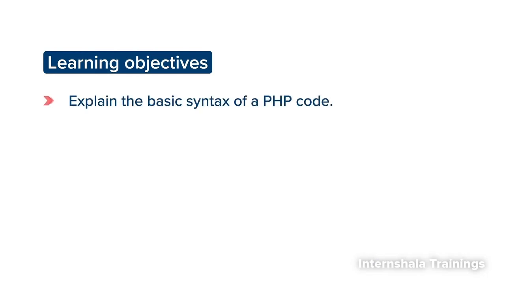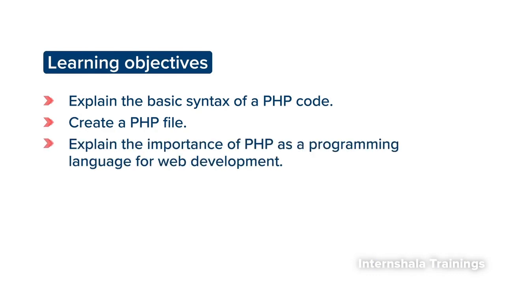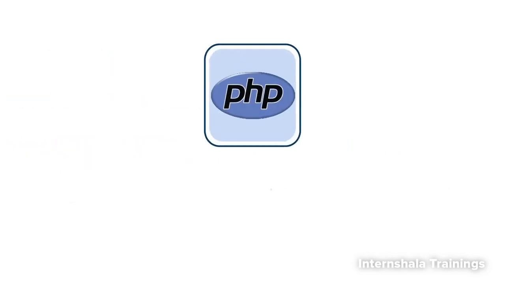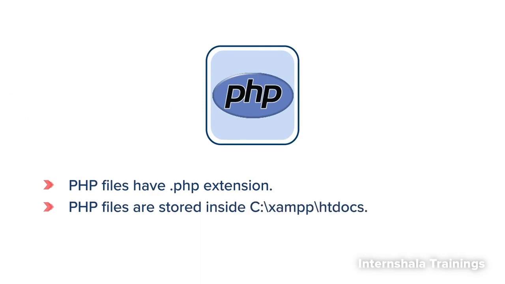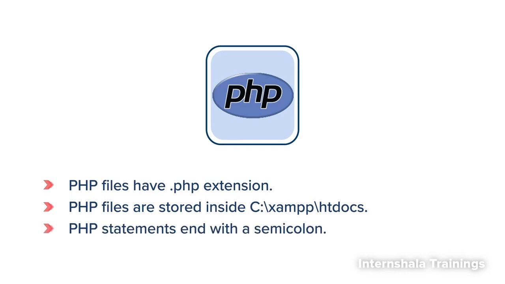After going through this video, you will be able to explain the basic syntax of a PHP code, create a PHP file, and explain the importance of PHP as a programming language for web development. Just like HTML, PHP files have an extension .php and they are stored inside c/xamp/htdocs. And like most other programming languages, PHP statements end with a semicolon.